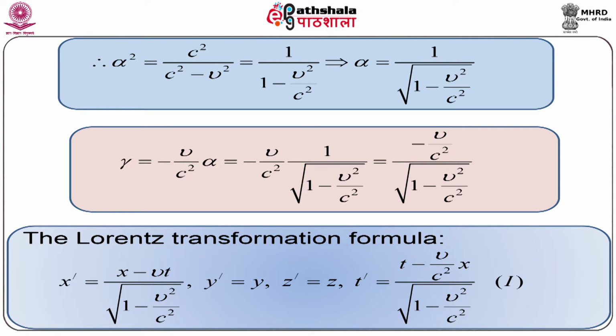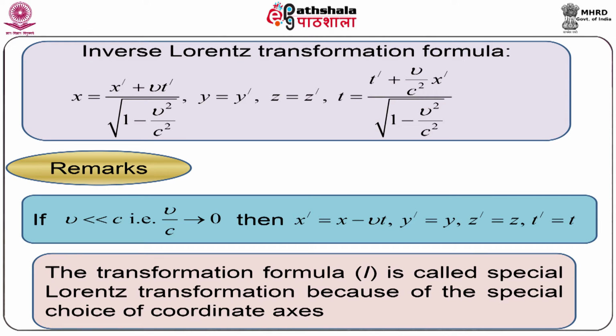This is known as the direct Lorentz transformation formula. One can obtain the inverse Lorentz transformation formula in this form, just replacing x by x dash, y by y dash, z by z dash, t by t dash, and vice versa, and also replacing v by minus v. We have obtained the inverse Lorentz transformation formula.